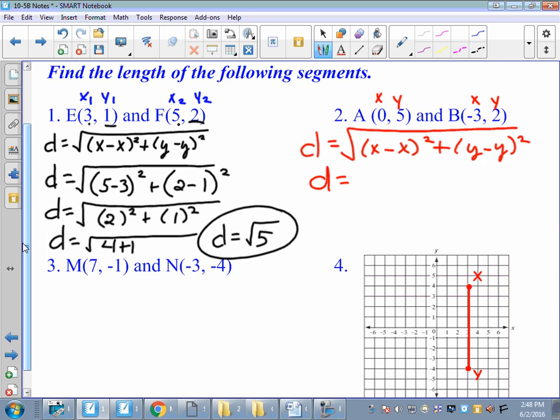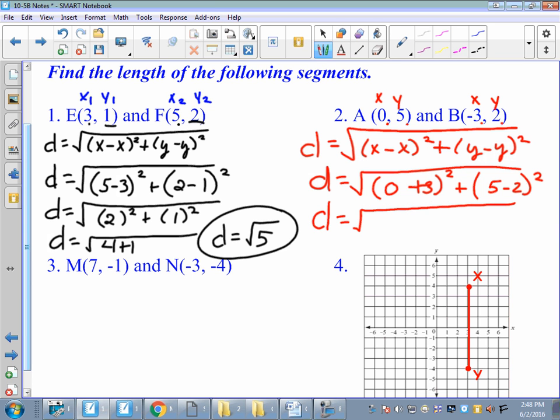Distance equals the square root of, I'm going to actually, I have a 0 and a negative 3. If I subtract a negative, it turns positive. So I'm going to put the negative 3 last. 0 minus a negative 3 becomes plus 3. And my y values, I have a 5 and I have a 2. So I'm going to do 5 minus 2 squared. So unlike slope, it doesn't matter what order you plug them in. If you plug them in one way and then flip it, it's okay.